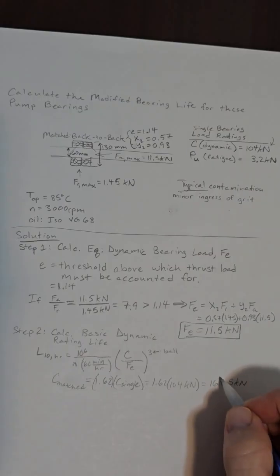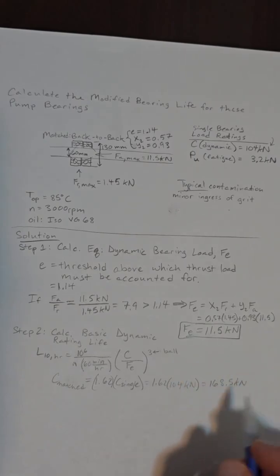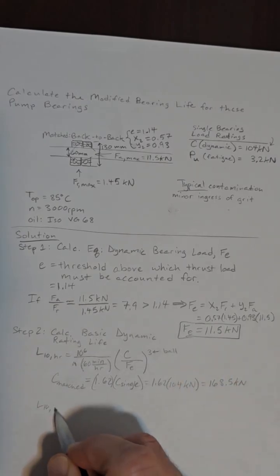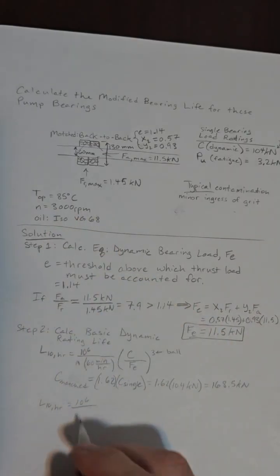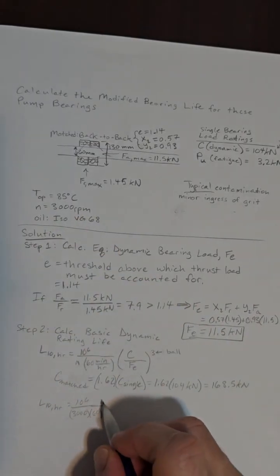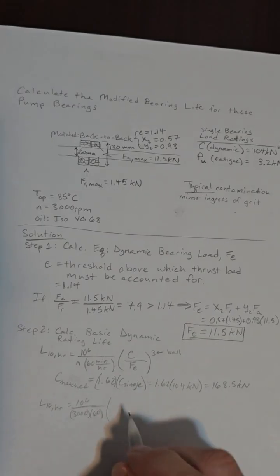So if we plug that value and this FE value into this equation, we get L10 in hours equals 10 to the 6th over what was our RPM? 3,000 times 60. Got to watch those units. So we're going to get lifetime in hours. The units have to cancel inside here.